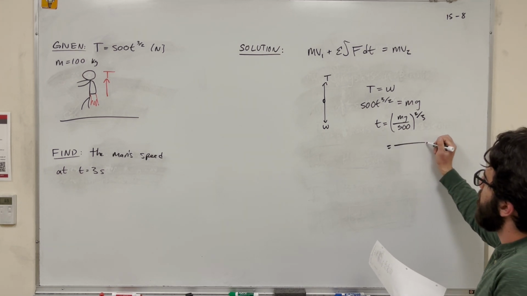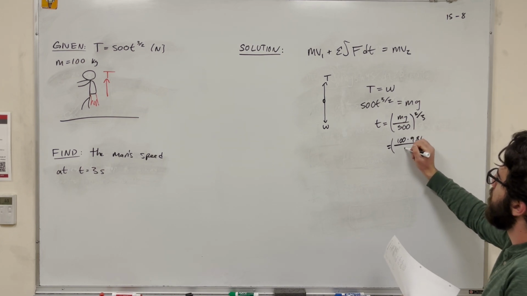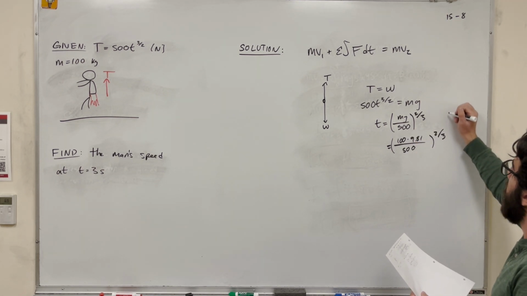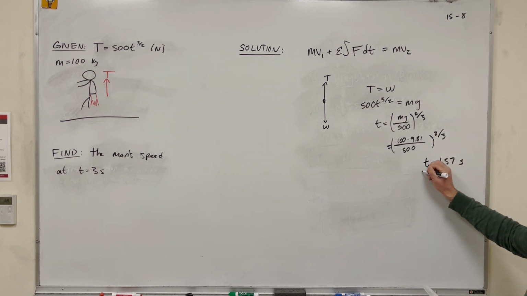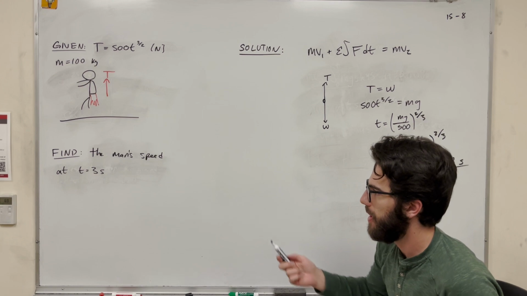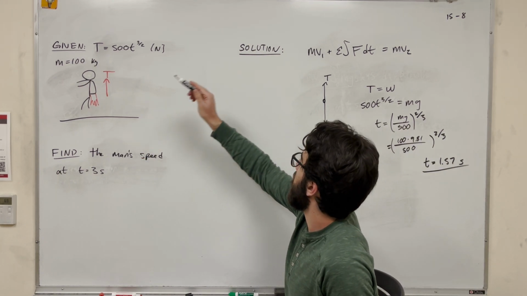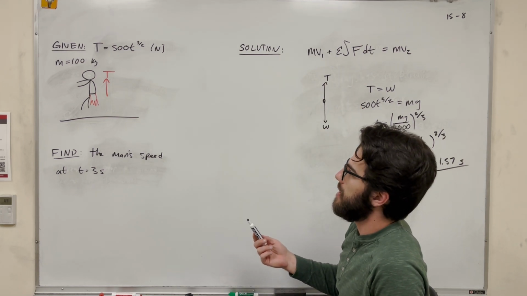So let's plug it in, right? Mass is 100, gravity is 9.81, 500, all that to the 2/3. We get that time is equal to 1.57 seconds. So from 0 to 1.57 seconds, he's still standing on the ground. We can't count that into our equation because no work is being done, I guess you would say.